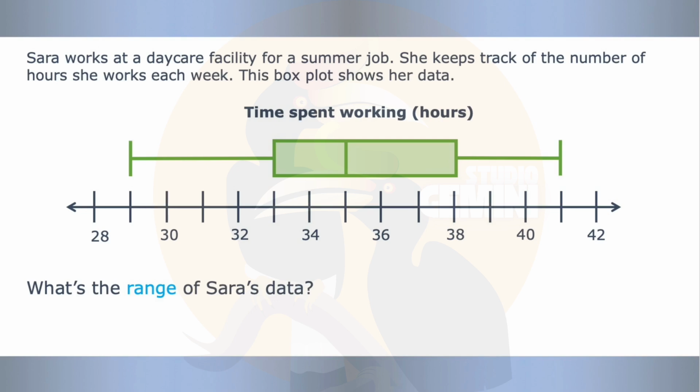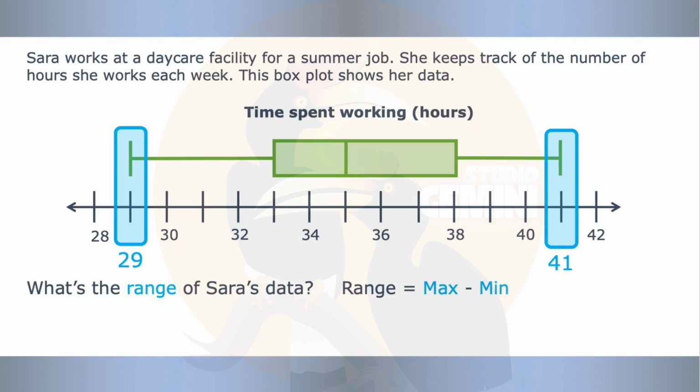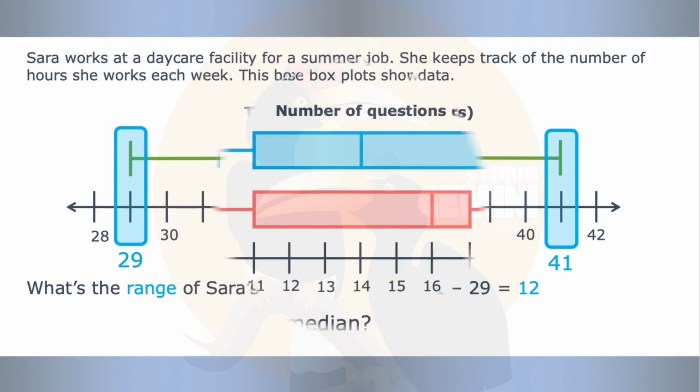Let's try another question with this data set. What's the range of Sarah's data? Range can be found by subtracting the minimum from the maximum. The maximum value is 41. The minimum value is 29. 41 minus 29 is 12. The time Sarah works on a weekly basis ranges by 12 hours.